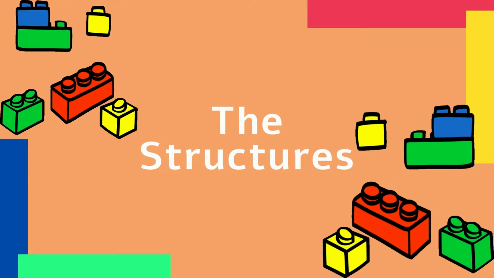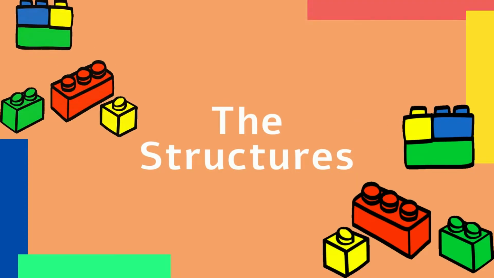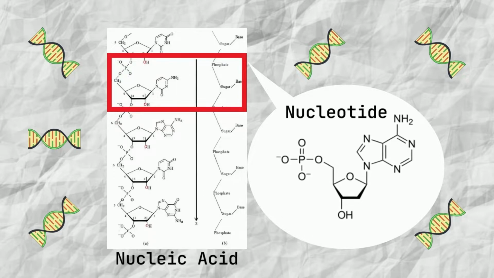Now you're well equipped with what nucleic acids are. Let's see how they look in detail. I will now take over and let me be your guide to look at the structures of nucleic acid in detail. Nucleic acids are biopolymers made out of many biomonomers known as nucleotides. A nucleotide consists of three components.